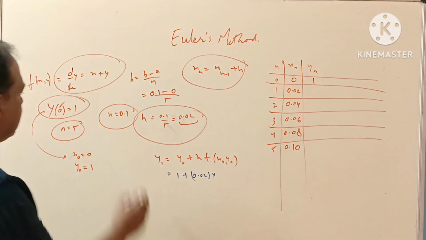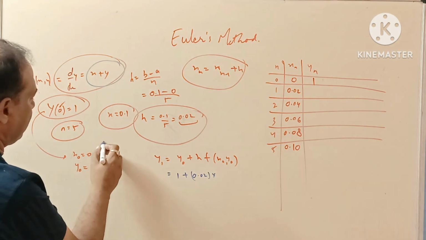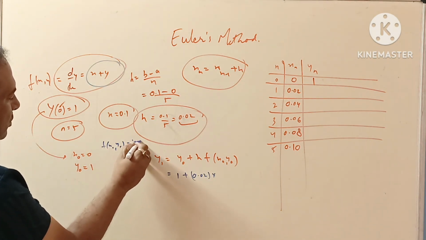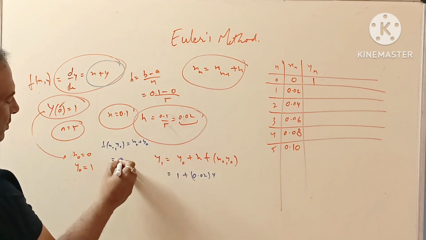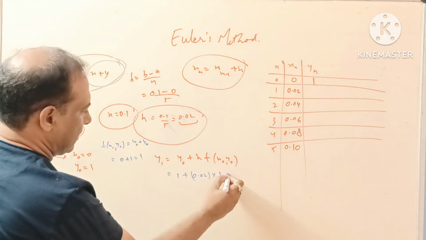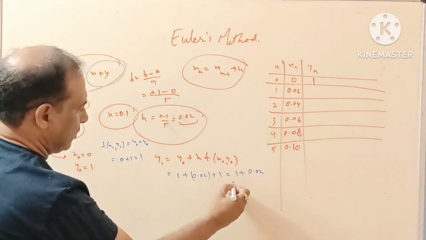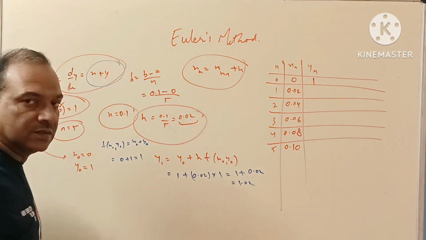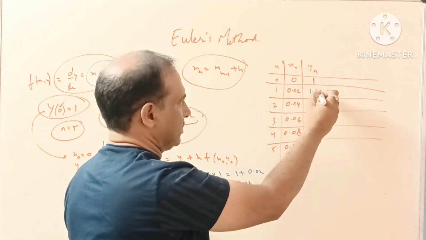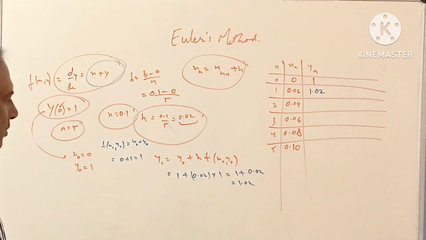f(x0, y0) = x0 + y0. It means x0 is 0 plus y0 is 1, so you will have 1 here. Now this is 1 + 0.02, which means that the value of y1 is 1.02. Clear? Fine. In this way you have to go with the other points.